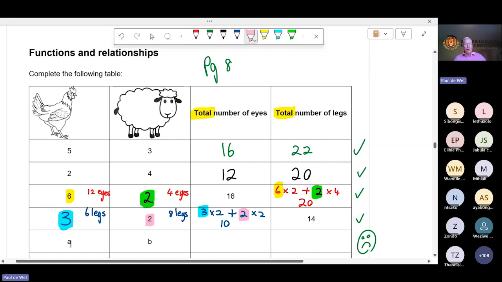Now we've got a variable representing the number, okay? How will I work out, and I want an algebra expression, I want a maths expression, how will I work out the number of eyes? Okay. And we're going to need to think about this quite carefully. How will I work out the number of eyes if I've got A hens and B sheep?